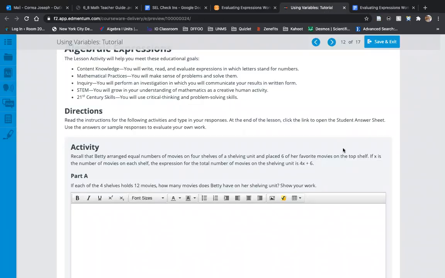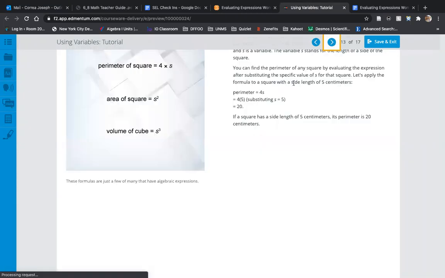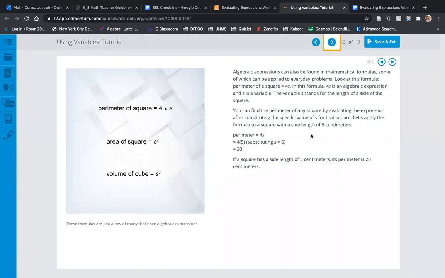Okay, so I'm just gonna go ahead and look at the next couple of slides. All right, so this slide over here, it says algebraic expressions can also be found in mathematical formulas, of which can be applied to everyday problems, right? Look at this formula, perimeter of a square. So they don't give you any pictures here. I'm gonna try to explain this slide here a bit because it might be a little bit confusing if you're only just kind of reading it without any context here, okay?